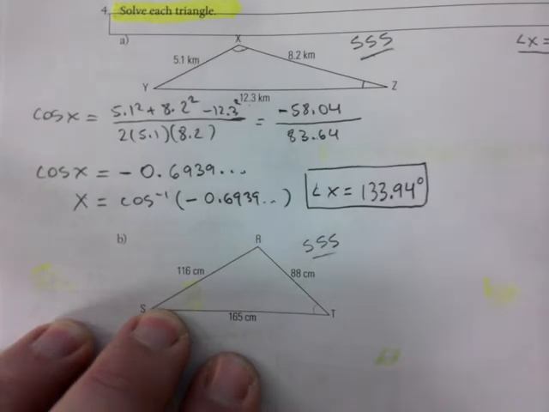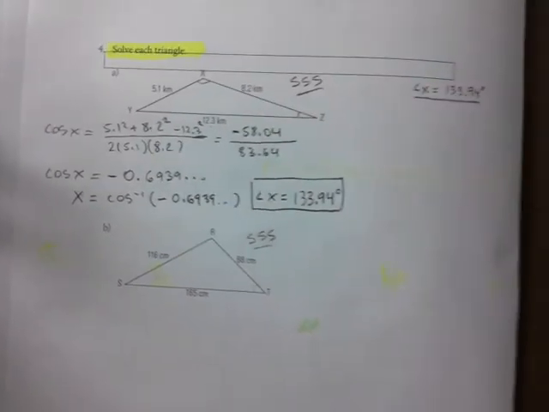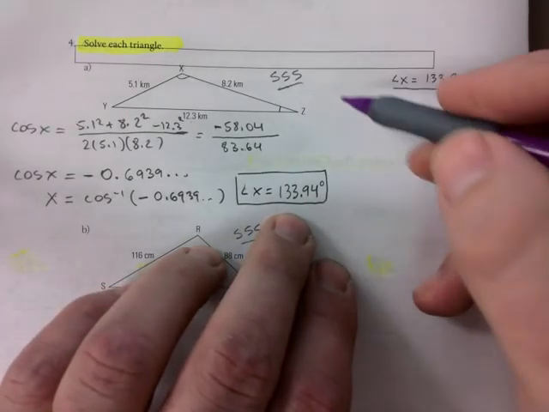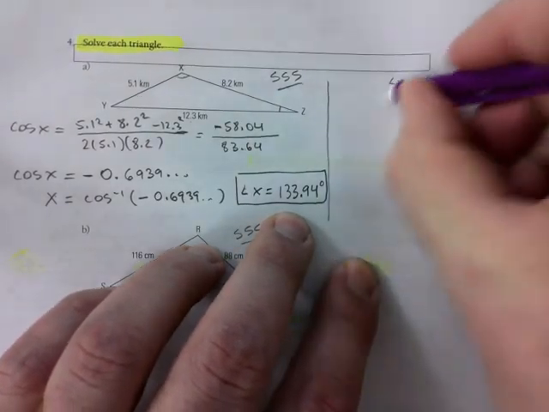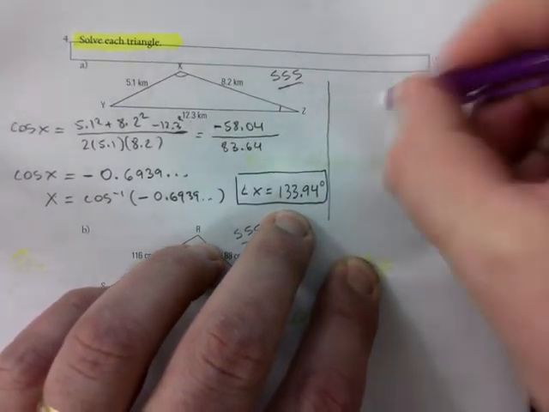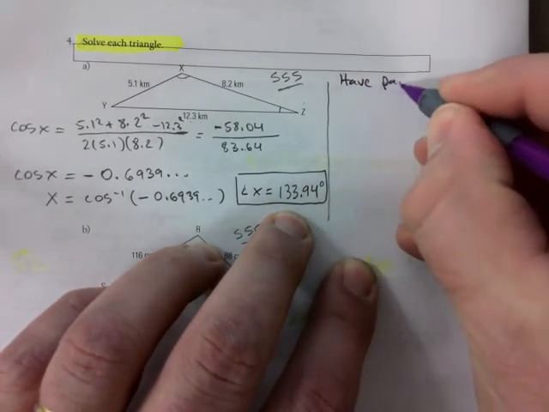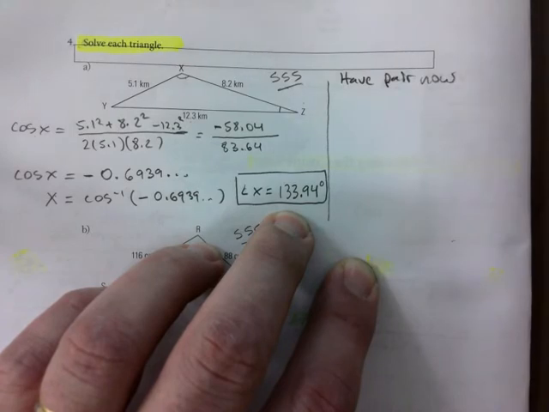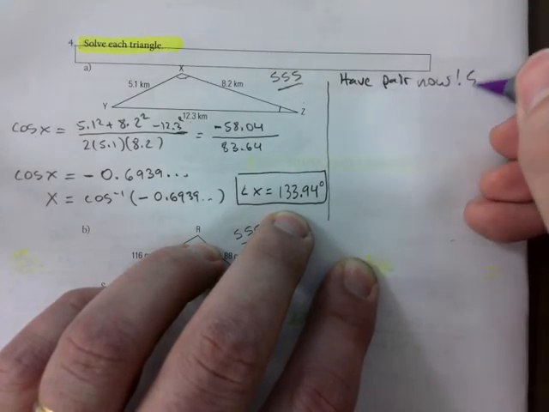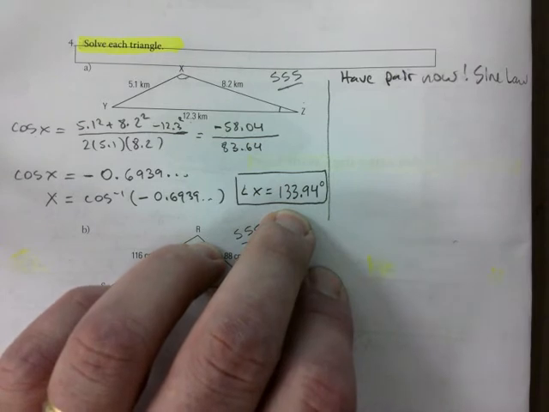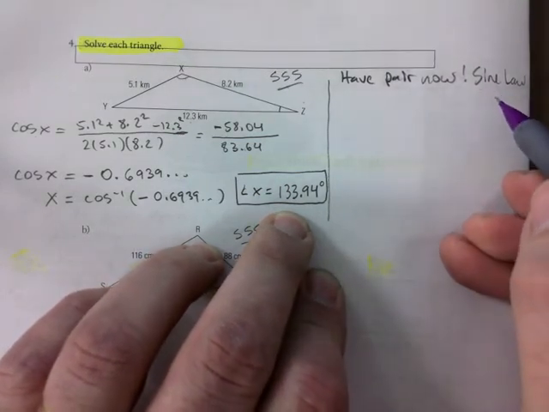All right, switcheroo now. This is when I switch. I have a pair. I'm going to erase this because I need that space. Have a pair now. Right? Sine law. I am going to switch to sine law. You could use cosine law throughout the whole thing, but I'm going to switch to sine law now.